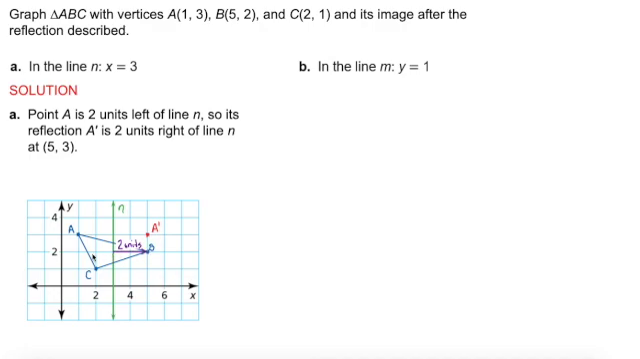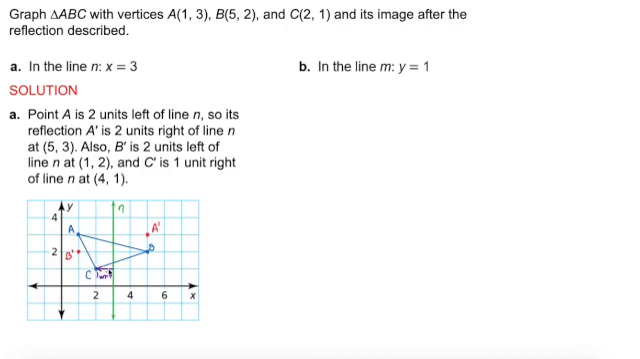Same for B, that's also 2 units, except notice how I'm flipping over to the other side, because you're mirroring these, okay? Reflection is like a mirror. So B prime is going to end up over there. C is only 1 unit from my line of reflection, so I'm only going to count 1 unit on the opposite side of the line. And then, ta-da! I have my prime figure, my new figure here. And notice how it's flipped. It's like a mirror.